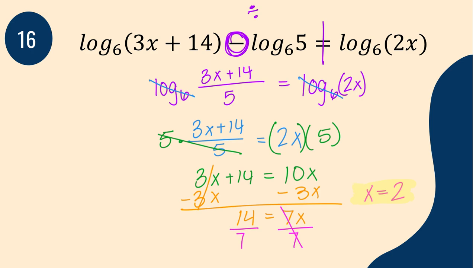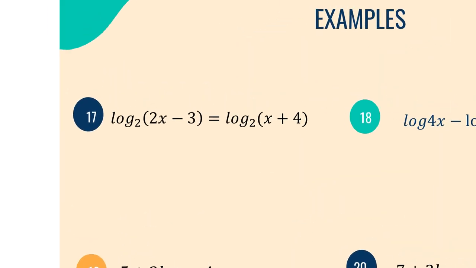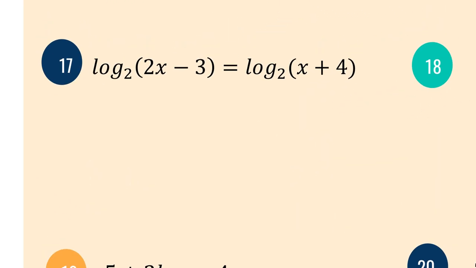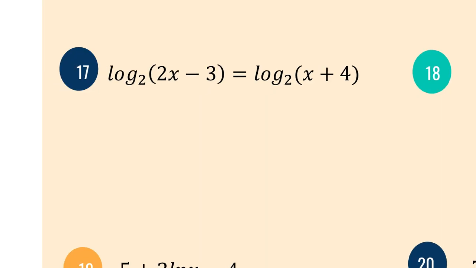You just have to kind of rearrange things. And then all you're doing is solving as if you're solving in Algebra 1. Okay, order of operations. All right, looking at number 17. Okay, so looking at 17, I do have one-to-one here. So I'm going to go ahead and cancel out those log base 2's. And then I'm going to have 2x minus 3 equals x plus 4.